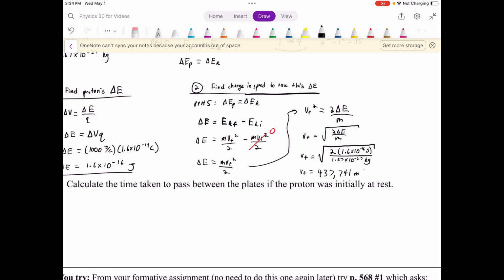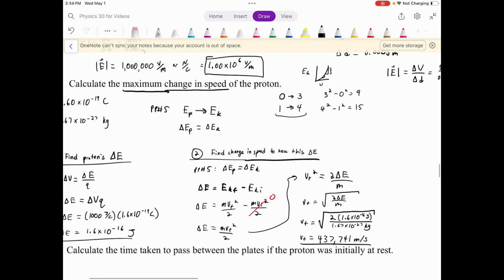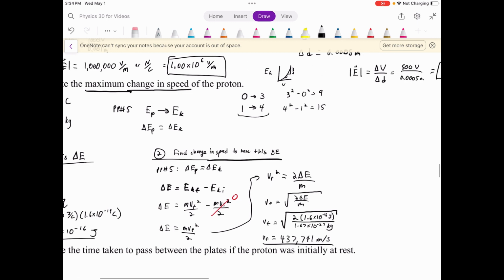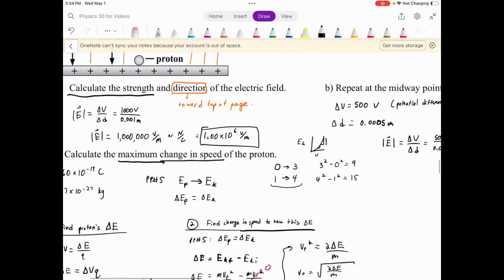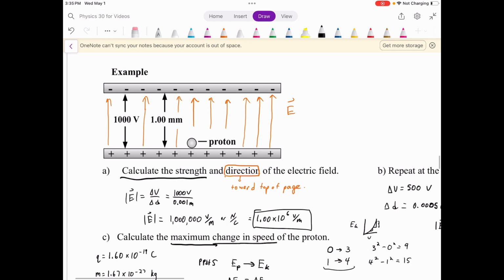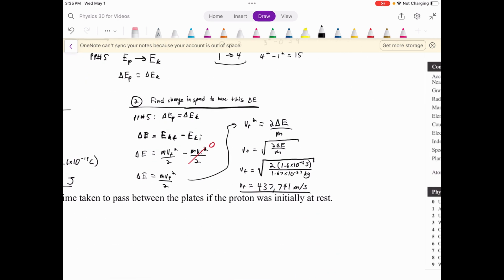437,741 meters per second. Now, I need to be careful here because we weren't trying to find the final speed. We were trying to find the change in speed, right? Now, in this case, because it started from an initial speed of 0, those end up being the same number, but just be careful, right? In some questions, the charge might already be moving. It would be the exact same process, it's just that the initial speed wouldn't be 0, right? You'd have to put in the initial speed there, okay?